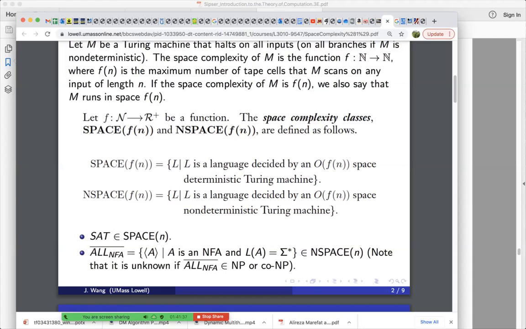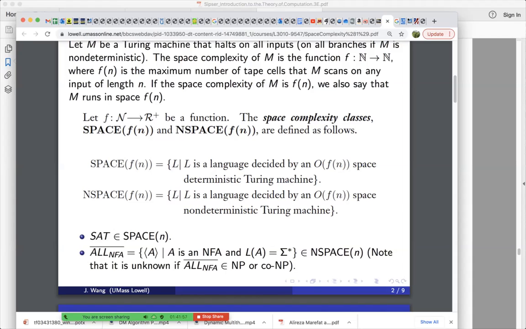Now we see that space complexity is a different beast, right? It's much different from deterministic versus non-deterministic time. Space is different.